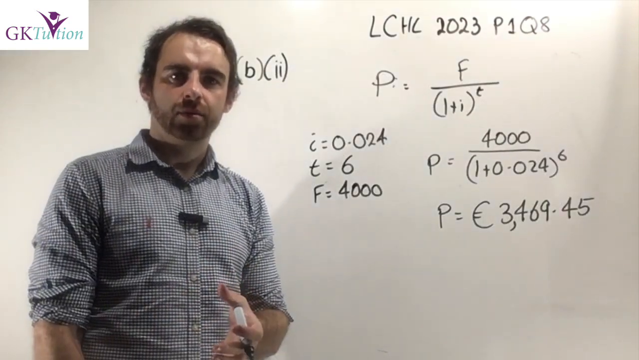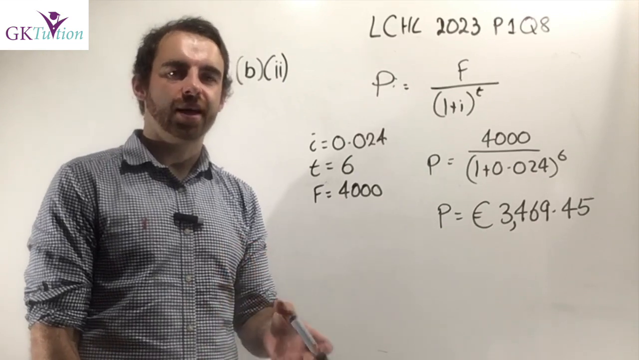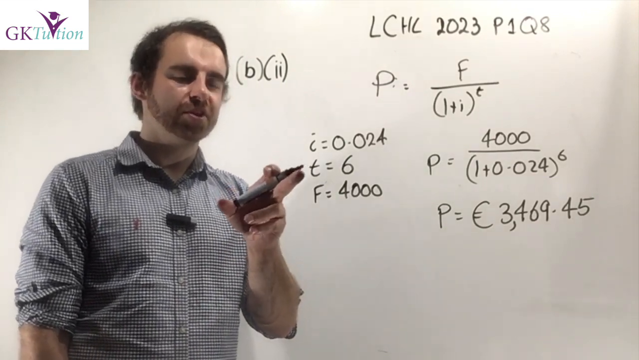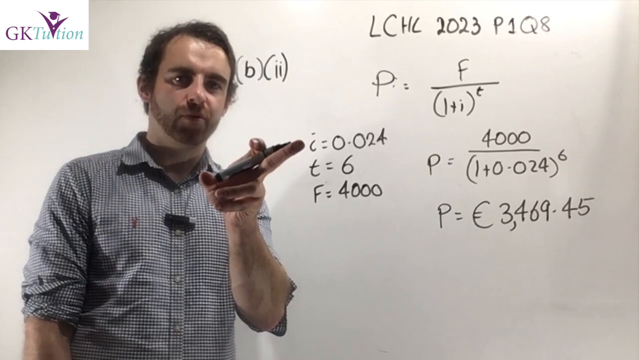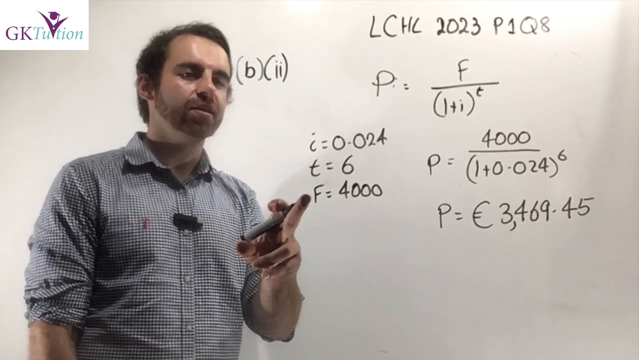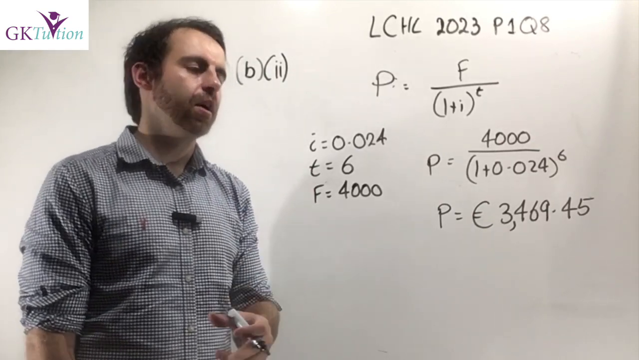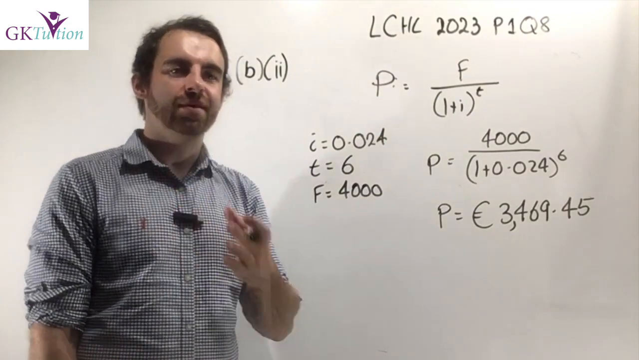In B part 2, we're told that Chen invests money into an account. He leaves the money in the account for 6 years at an interest rate of 2.4%, and at the end of the 6 years, it's worth 4,000. And we're asked to work out how much he initially invested.